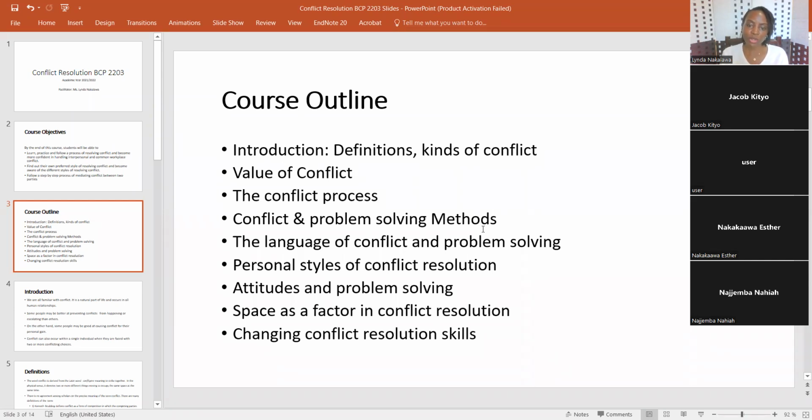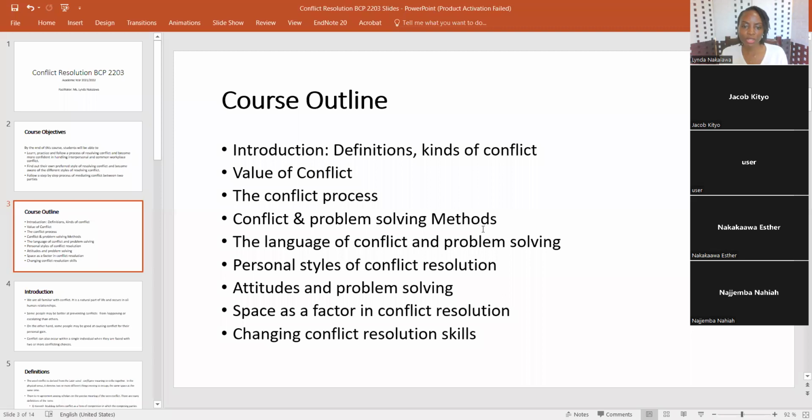We'll also look at personal styles of conflict resolution, and here you will be able to track yourself and find out what is my style of conflict resolution. It might be a poor style. Okay, it might be a good style or it might not be a very good style. So you assess yourself and see what kind of conflict resolver am I? Which ways do I usually take on? And how can I make it better?